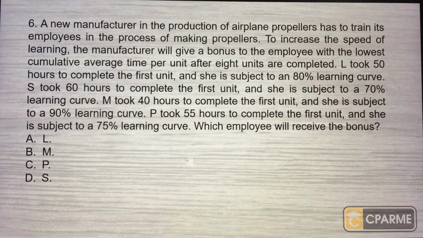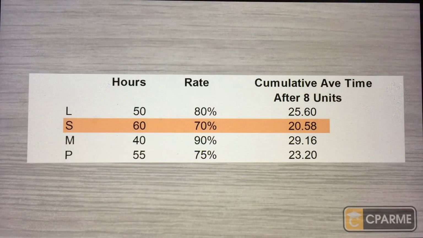Okay, the correct answer is, I think, letter S here. Let's see the answer. S. So L 25.60, S 20.58, M 29.16, then T 23.80. Guys, did you get the same cumulative average time after 8 units for each employee? Did you get the same figures? Okay, great.